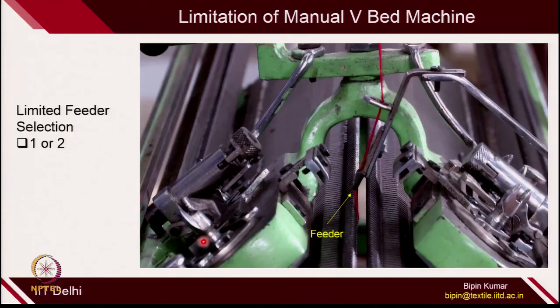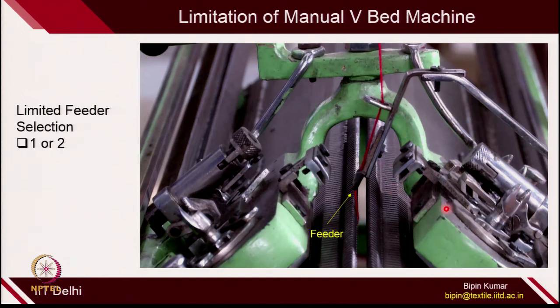You have seen the feeder is actually carried by the cam jacket, where the feeder is coming, and this is the feeder point, and this supplies the yarn to the needles on the bed. And in a normal manually operated machine, you have a maximum of one or two feeders, so you can play with two or three colors at max, and we cannot have more than two or three feeders on the machine.